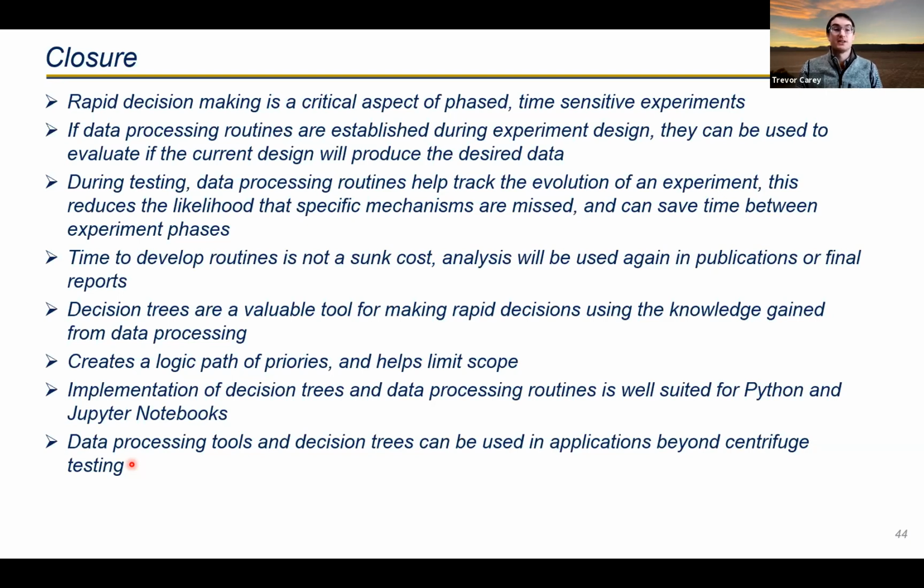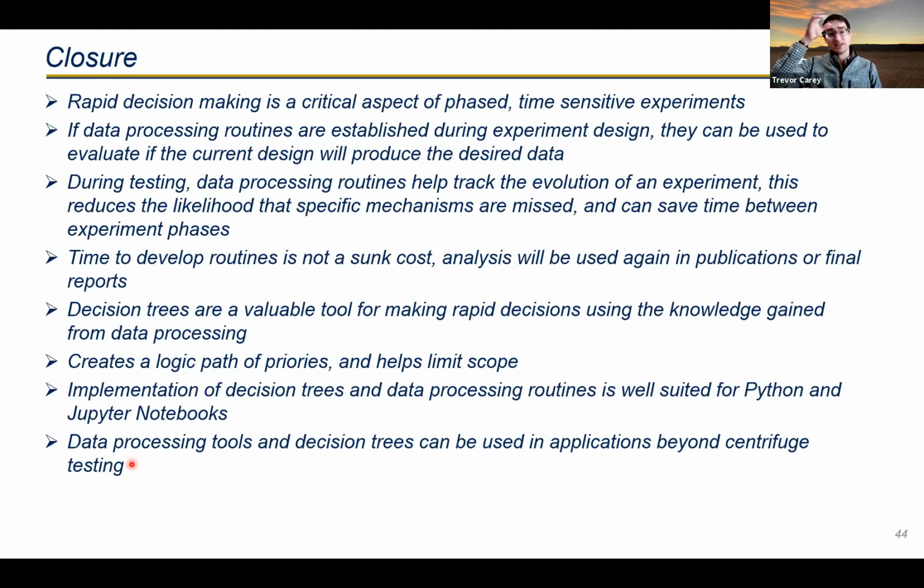If data processing routines are established during experimental design, they can be used to evaluate if the current design will produce the desired data. This is a really valuable tool in saying, are you getting out what you want? Are you going to get the response you need? During testing, processing routines help track the evolution of the experiment. This reduces the likelihood that specific mechanisms are missed and can save time in between experiment phases.